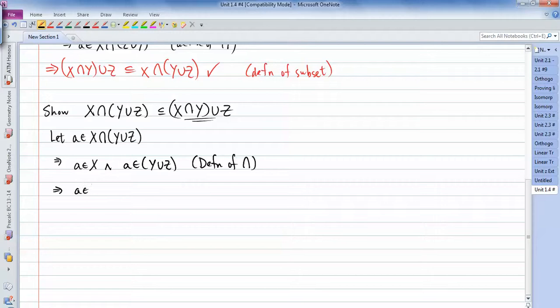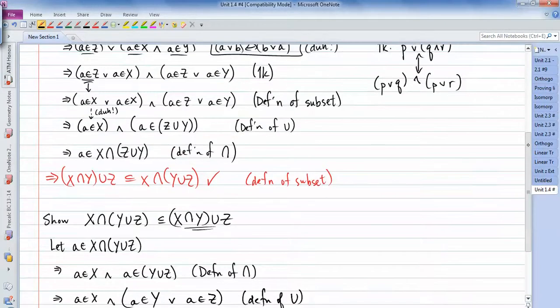And then we can break this down some more. So A is in X, and A is in Y, or A is in Z. That's definition of union. And so then this one is kind of like the 1K that was up here.